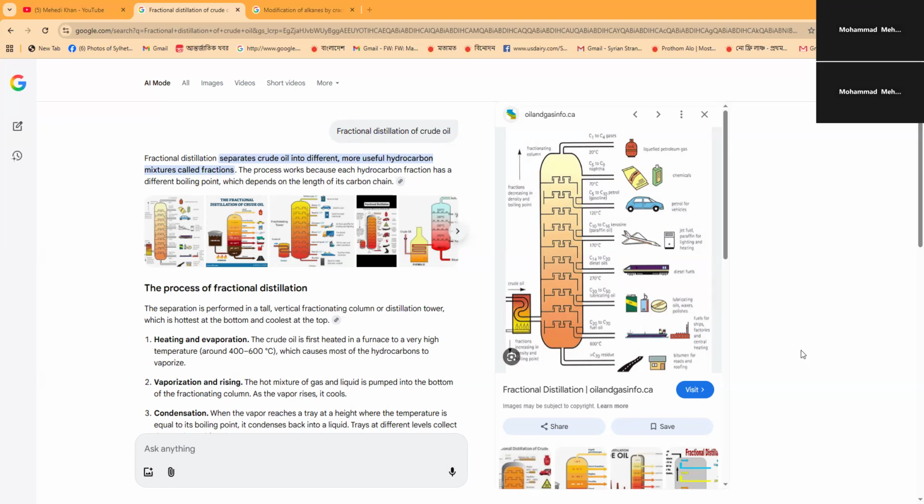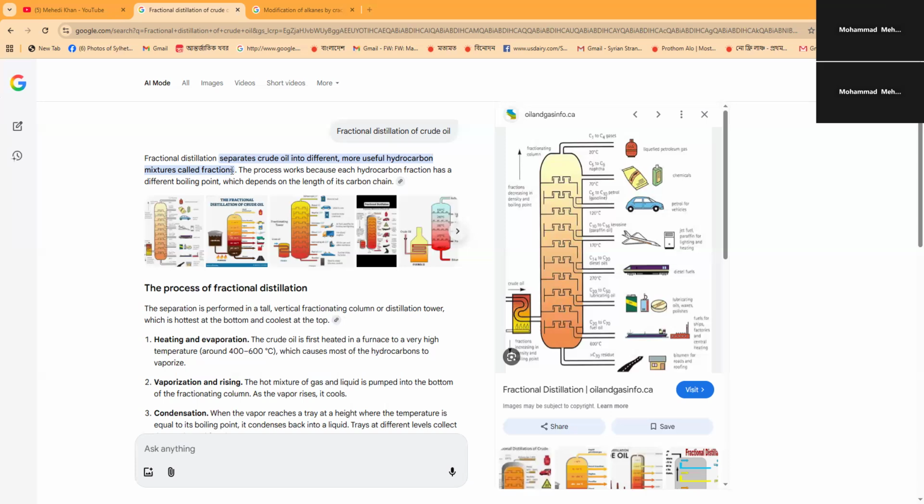Today we will discuss fractional distillation, separating crude oil into different parts. I am Professor Dr. Muhammad Mehdi Hassan Khan from Sylhet University, Bangladesh. I am Professor of the Department of Biochemistry and Chemistry. Fractional distillation separates crude oil into different, more useful hydrocarbon mixtures called fractions.